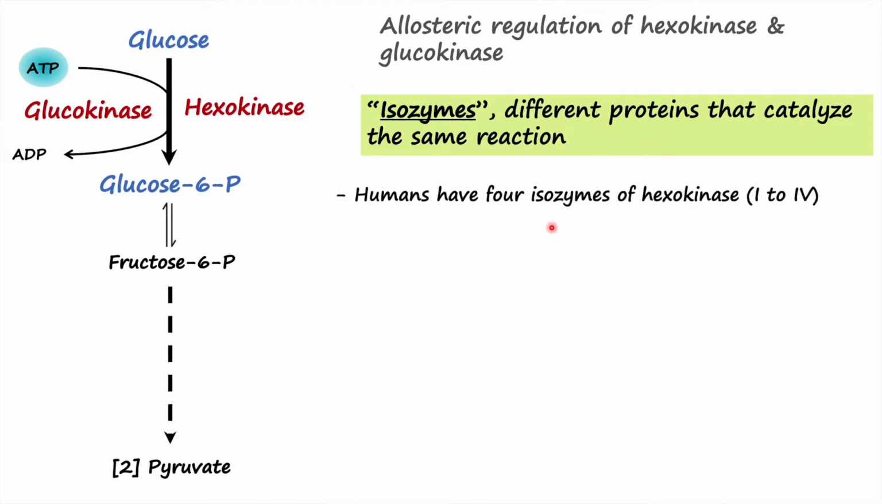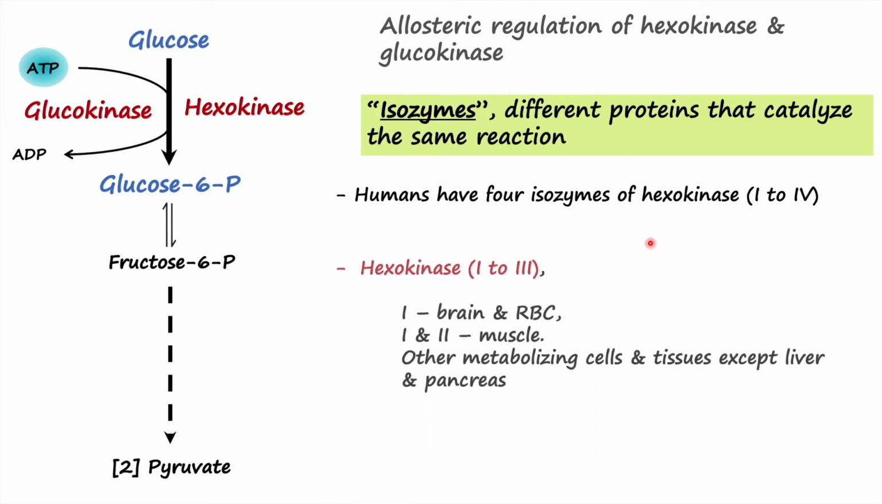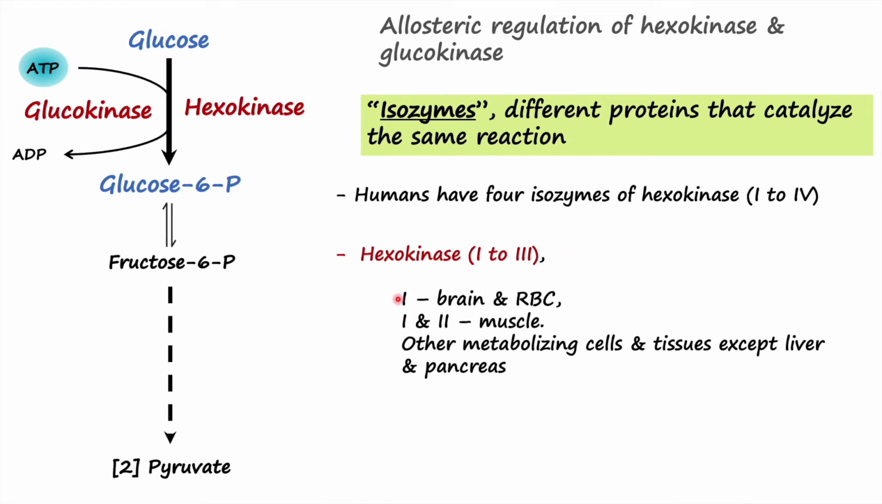And humans have 4 isozymes of the hexokinase enzyme, that is hexokinase 1, 2, 3 and 4. Isoform 1 is present in brain and red blood cells. Isoforms 1 and 2 are present in muscle, and all these isoforms are also present in other metabolizing cells and tissues except for liver and pancreas. Whereas hexokinase 4, which is also called hexokinase D and also called glucokinase, is predominantly present in liver and pancreas.